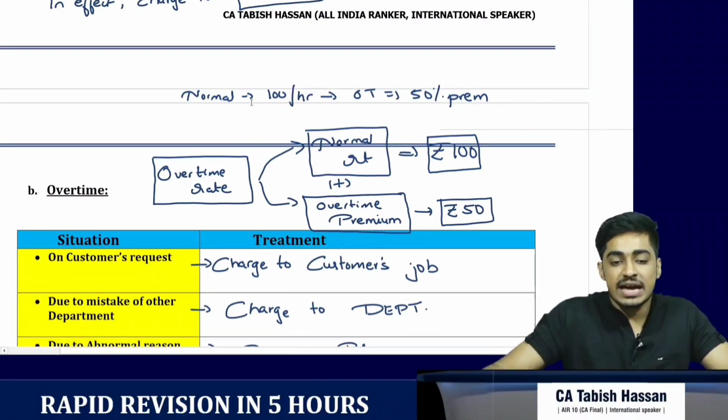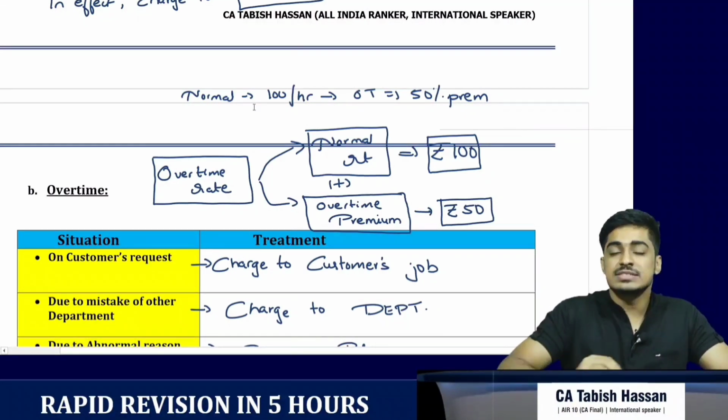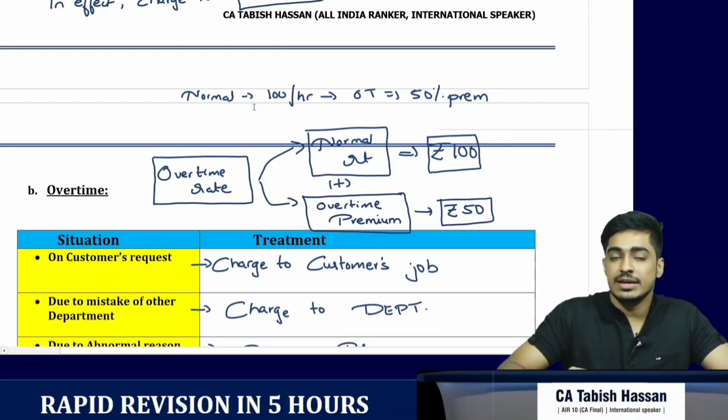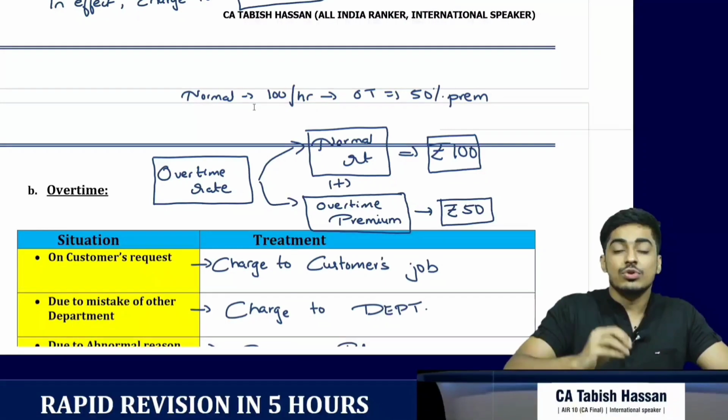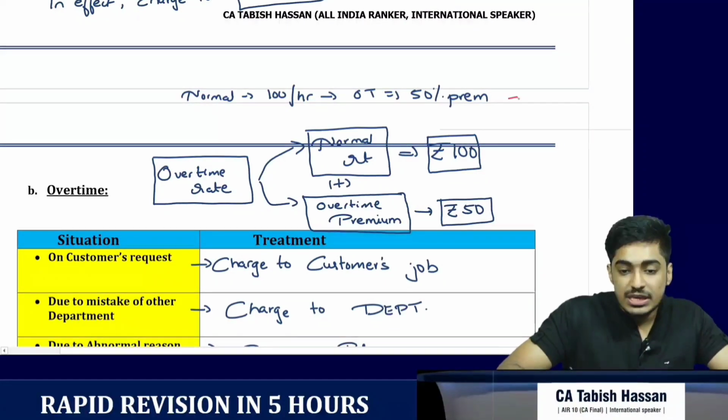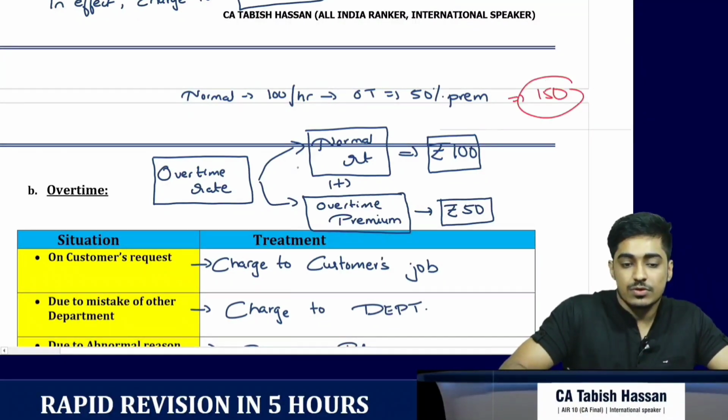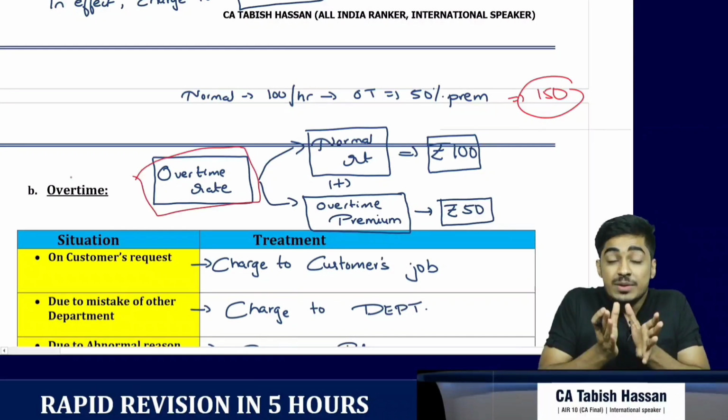Say the normal rate is 100 per hour. What we tell is, he is not willing to work for 100 per hour. He tells me, I can go home and sleep and enjoy. So what we are doing is we are paying him a 50% premium. So for an hour we are paying him 150 rupees. So the total overtime rate is 150 rupees, now we are bifurcating.